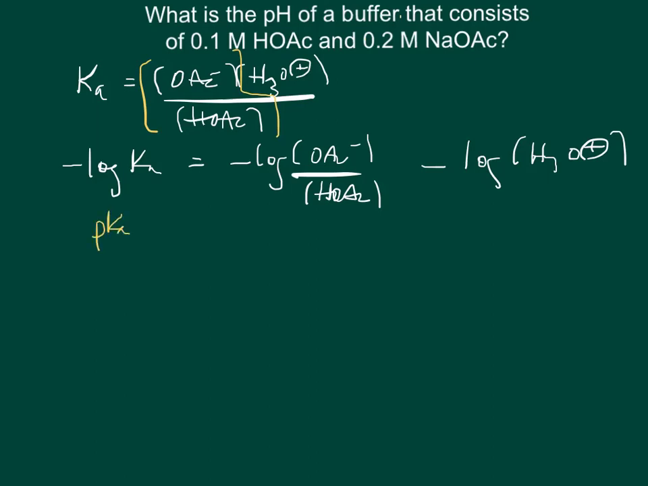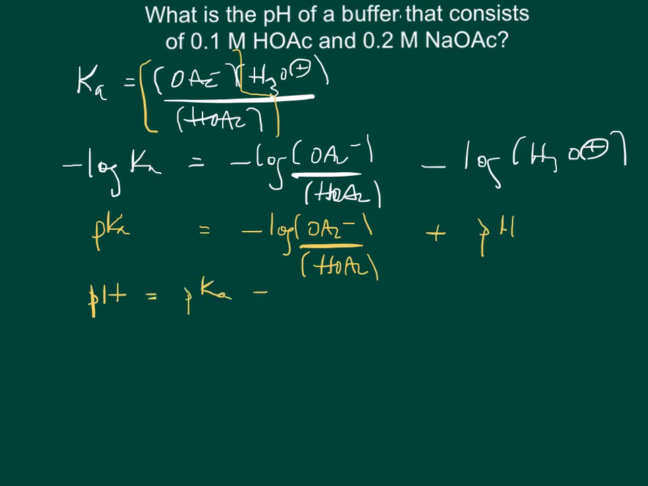And so if you look at this expression, you can see that this is really just pKa, or minus log Ka. P is just minus log of anything. You can literally P anything. This equals minus log acetate ion concentration divided by acetic acid concentration. And now minus log H3O plus, well, that's really just plus pH. And so to rearrange this, we have pH equals pKa plus log OAC minus divided by HOAC. And this is known as the Henderson-Hasselbalch equation.